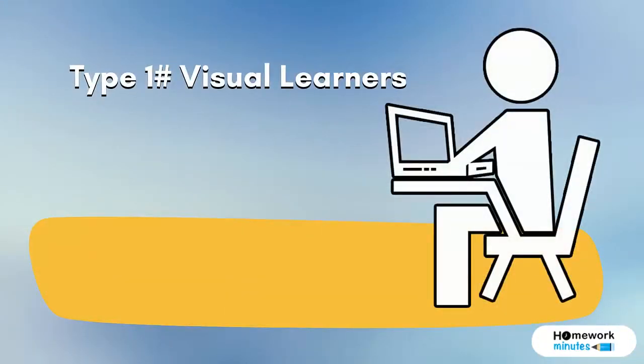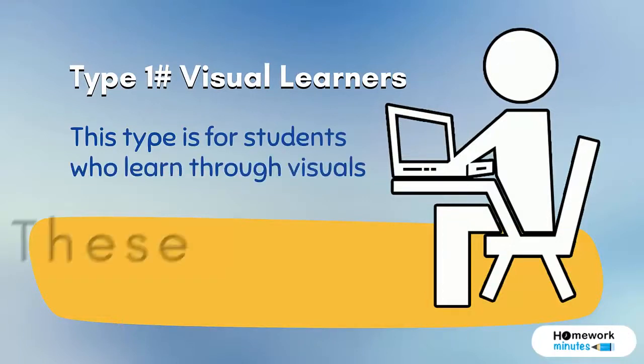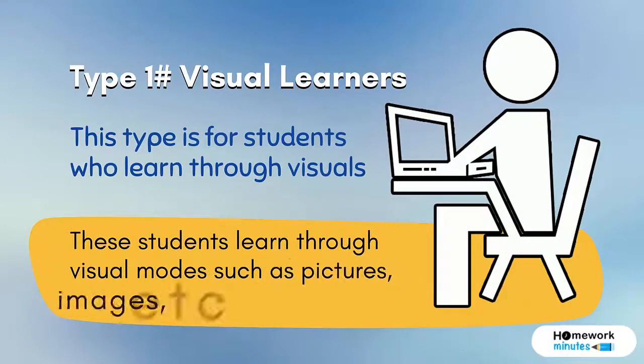Type 1 number, visual learners. This type is for students who learn through visuals. These students learn through visual modes such as pictures, images, etc.